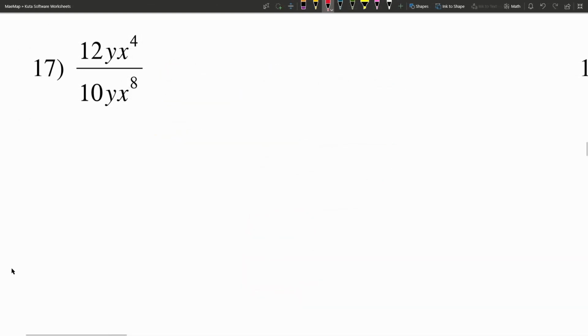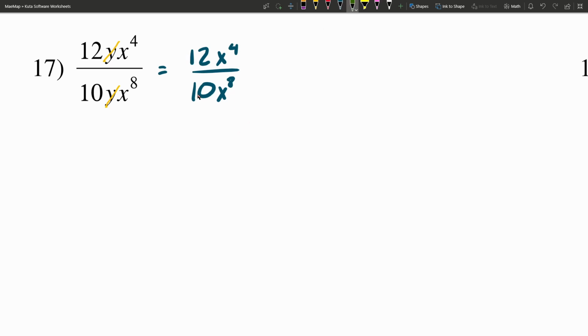In number 17, 12 times y times x to the 4th over 10 times y times x to the 8th. Right away, I can see that my y is going to cancel out with my y. Y to the 1st over y to the 1st is y to the 1 minus 1, which is y to the 0, which any base raised to a power of 0 is equal to 1. So I can rewrite this entire problem as 12x to the 4th over 10x to the 8th.